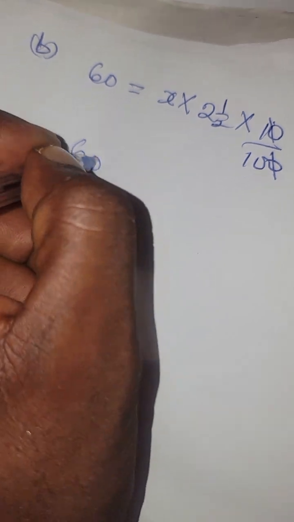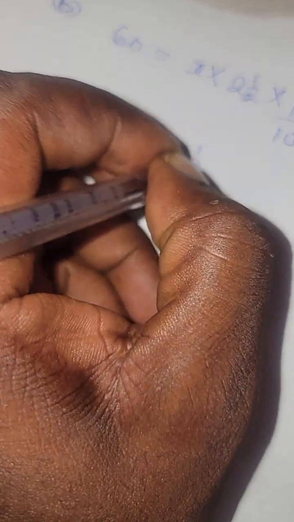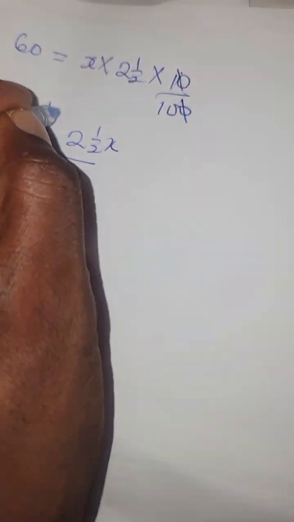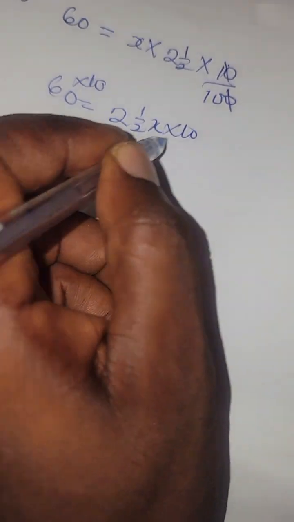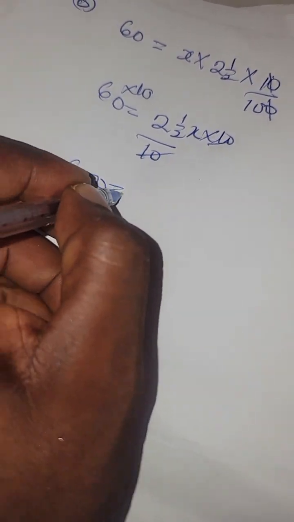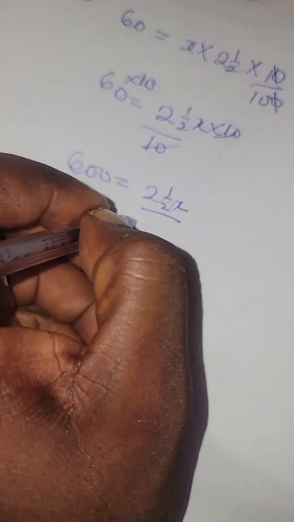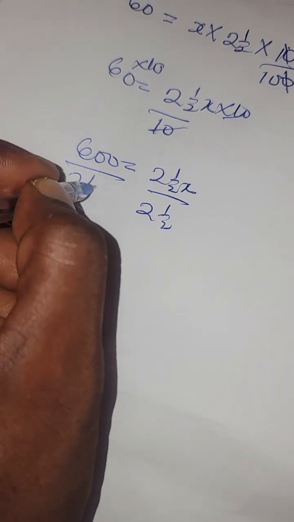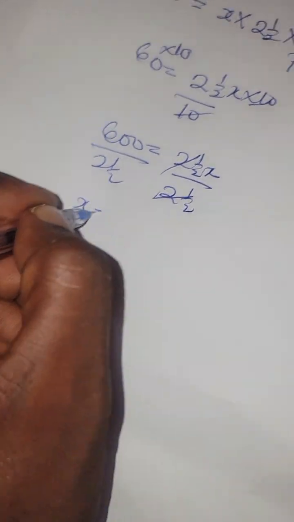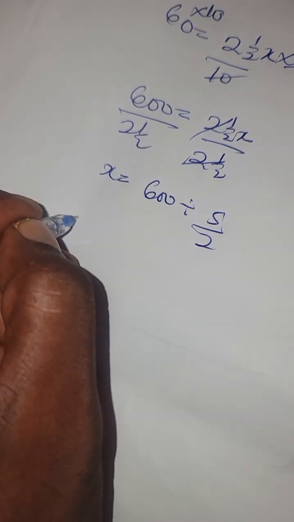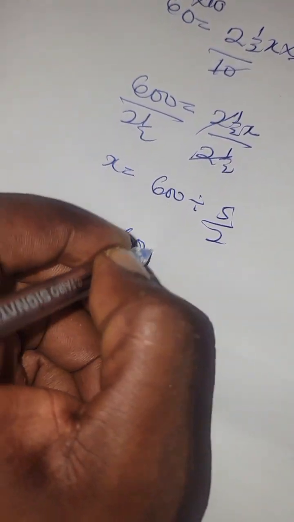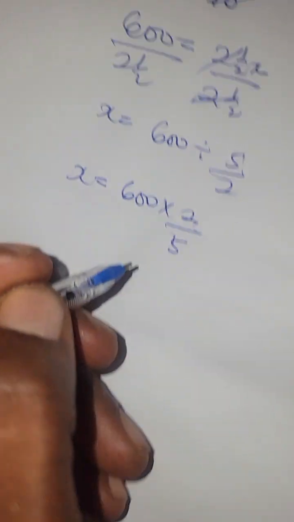That's the principal. So I can have 60 equals 2.5x out of 10. So times 10 times 10. So this 10 goes off. I have my 600 to be 2.5x. Divide by 2.5. Divide by 2.5. So x becomes 600 divided by 5 over 2, because 2.5 is 5 over 2. That's 600 times 2 out of 5.